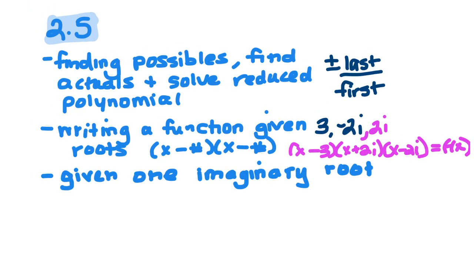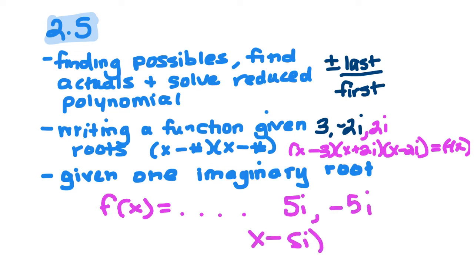And then the last type of problem in 2-5 is if you're given one imaginary root. So if they give you the function f of x equals, which you'll see in a minute, and they give you one imaginary root, 5i, then we know the other imaginary root is negative 5i. We put those behind x, we FOIL that out, and then we divide using long division, that on the outside as the divisor, and the initial function as the dividend. Let's work out that example.